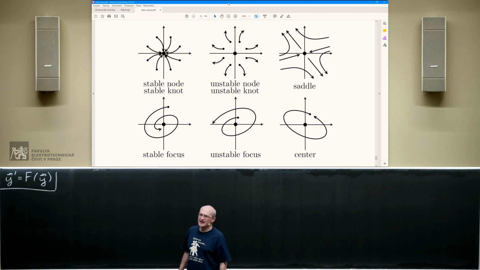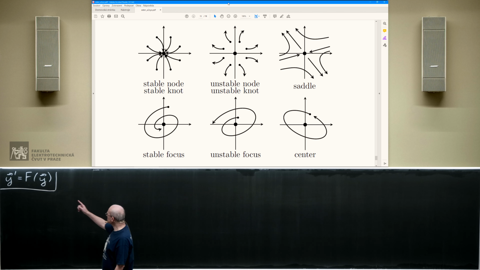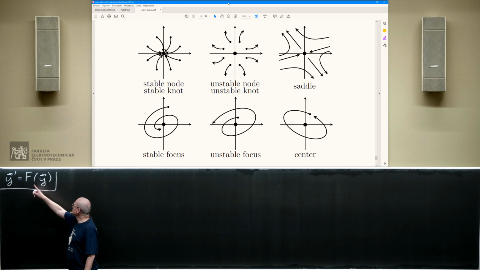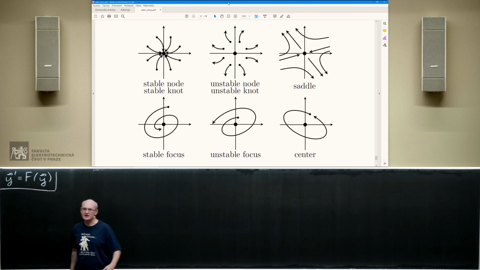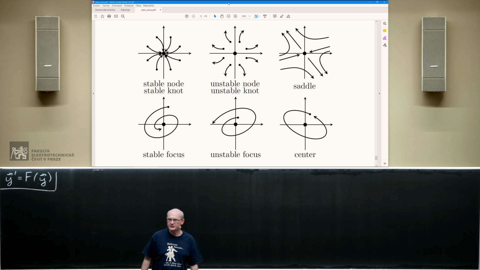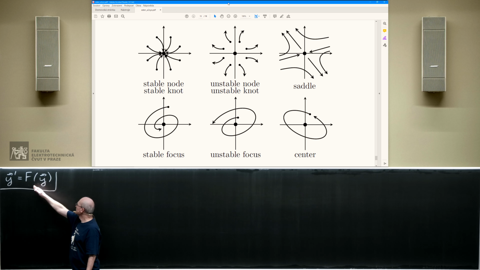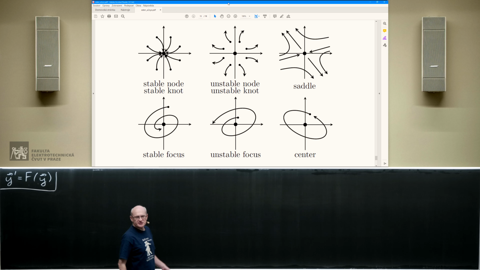And now for the ultimate challenge. We have a system, first order system here, which is almost general. Notice that there is no t in the right-hand side. So this is an autonomous system of differential equations. But other than that, we can expect anything on the right-hand side. In fact, we can expect that this system is not linear to make our life more interesting.